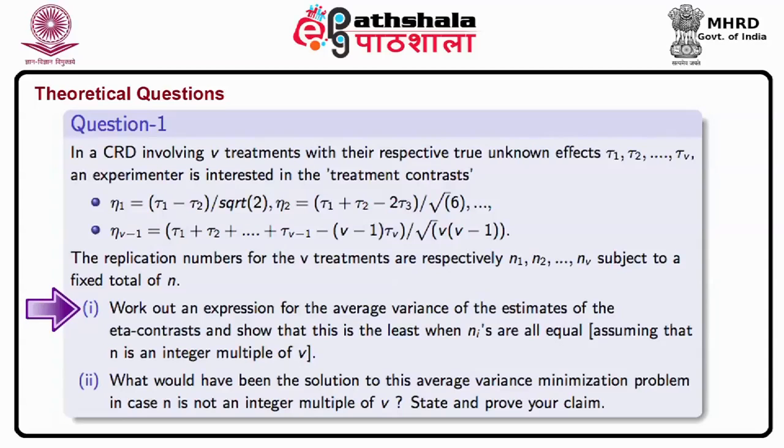If the number of observations is an integer multiple of the number of treatments, then for estimation of the average variance of the eta contrasts mentioned above, the least average variance will come when the n_i's are all equal. The second question is, what would have been the solution to the average variance minimization problem in case small n is not an integer multiple of v? State and prove your claim. These are the two questions given under question number 1.